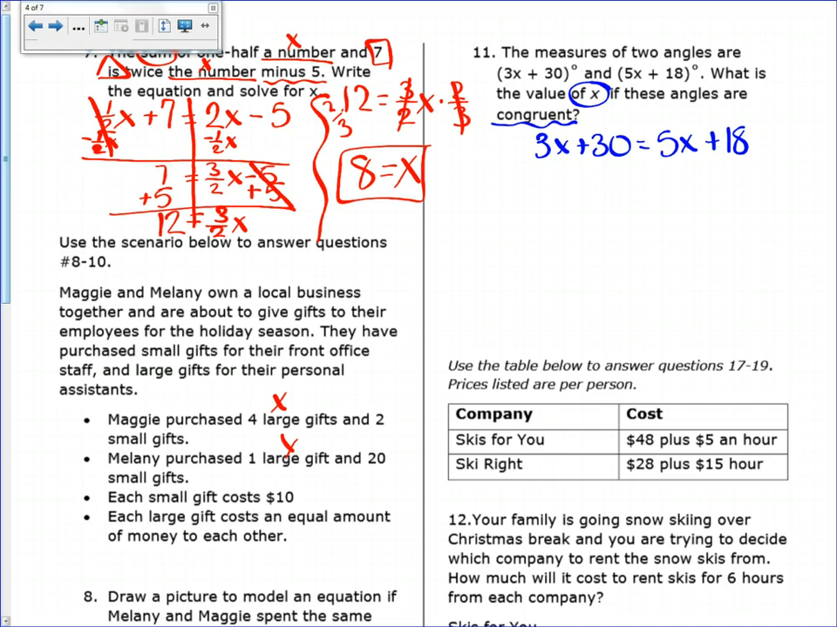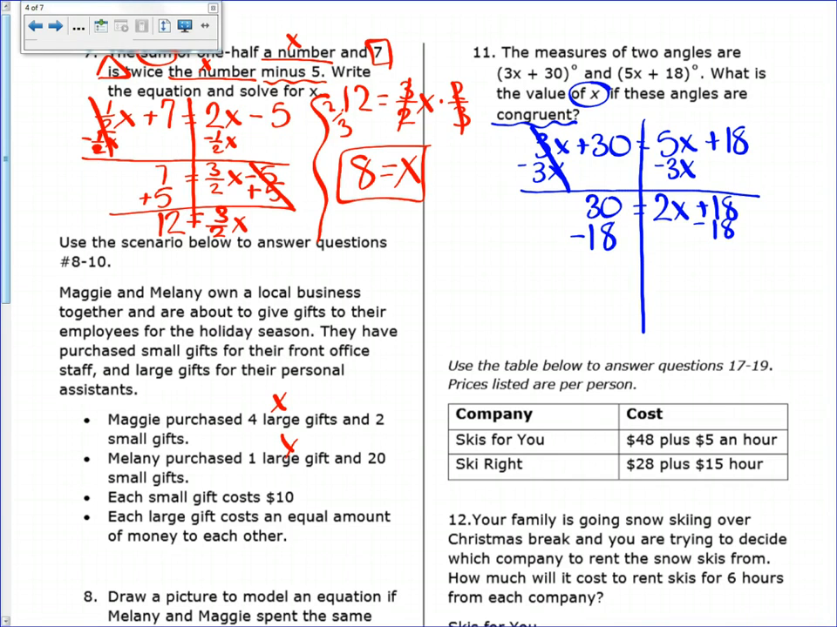And again, we're looking for the value of x, so we're just going to solve. Minus 3x. Those will cancel. You're left with 30 equals 5 minus 3 is 2x plus 18. Minus 18 from both sides. 30 minus 18 is 12 equals 2x. Then lastly, divide. So we end up with x equals 6. So for both angles, x is equal to 6.